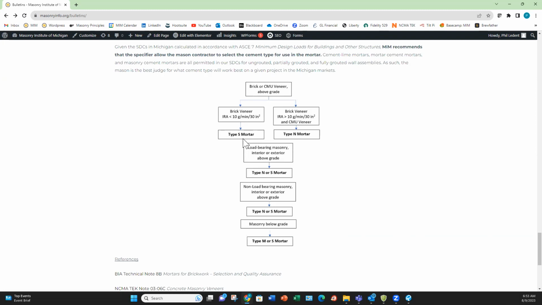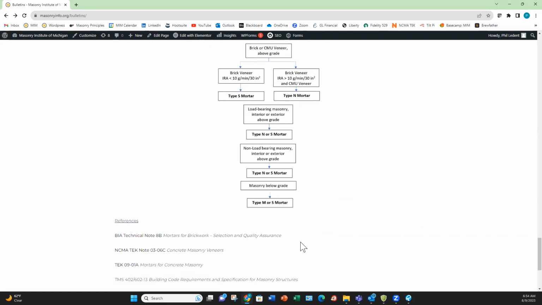In terms of load bearing masonry, interior or exterior above grade, type N or S. And again, this is going to have an impact on our f'm, as well as our modulus of rupture or allowable flexural tensile stress. Non-load bearing, again, N or S, and then below grade type M, as in Mike, or S. And so I will say typically we do see type S being used for anything structural. So if we have a load bearing wall or even a non-load bearing wall, typically we are seeing type S, and that's perfectly acceptable. And below grade, we are typically seeing a type S.